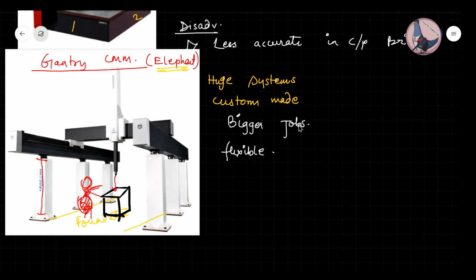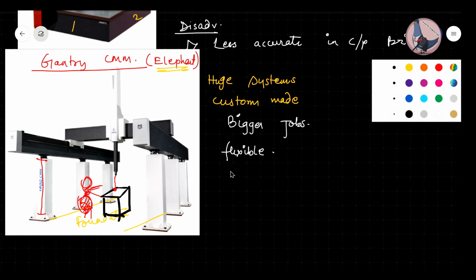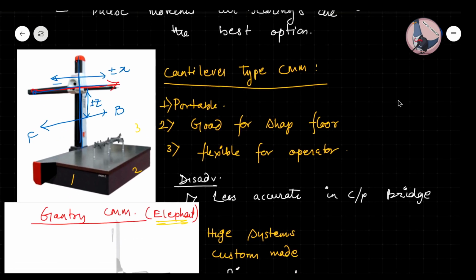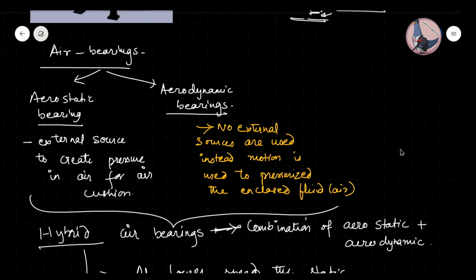But those things are there. Then suppose some very heavy parts are coming, good for heavy parts. So these heavy parts, suppose some 1000 kg, 100 kg something is coming, you cannot place it on bridge type, because if you remember, there on bridge there is a machine structure. I'll show you again here.